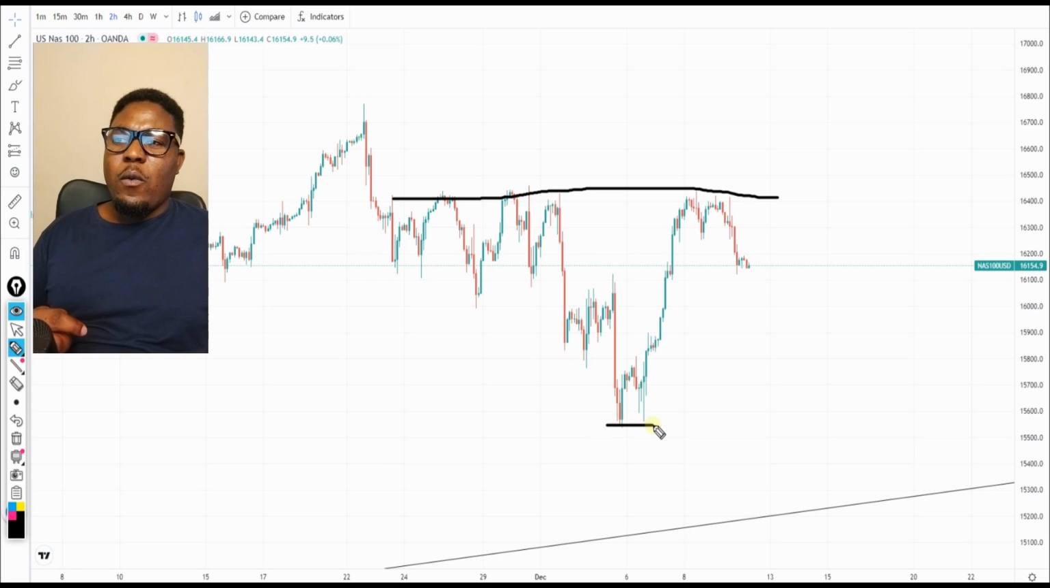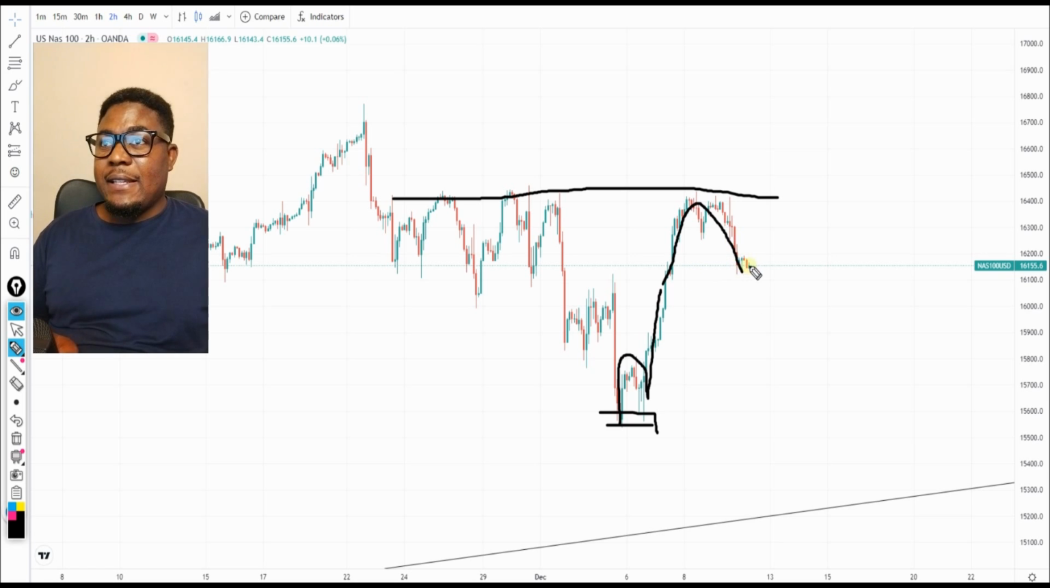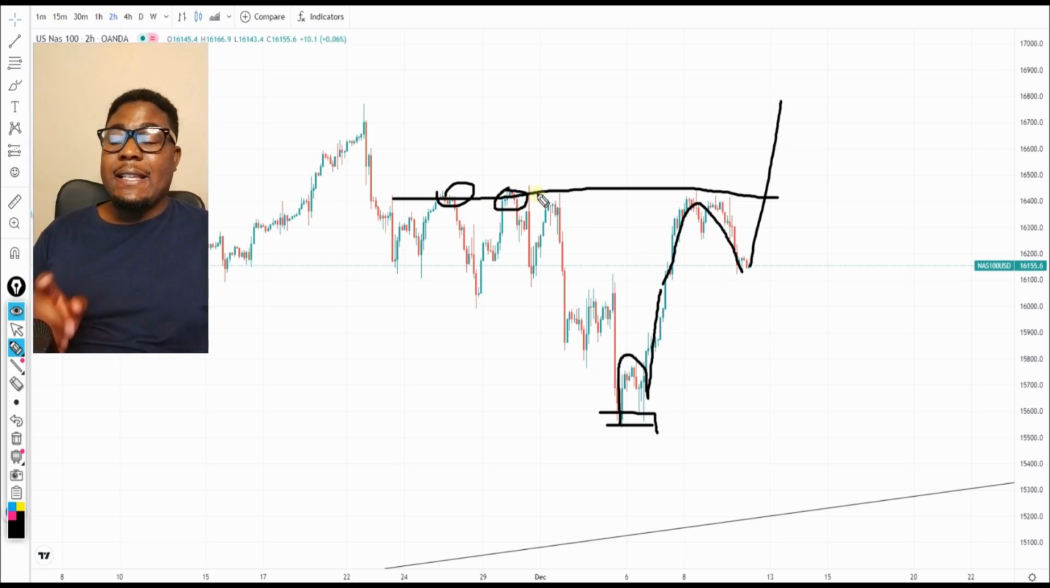The market just went very low, and now the market is trying to recover. We see the market doing something like this. So the market is trying to breathe after this long move. After this, the market can still go higher because this area is tested several times. So it means the market is just taking a break before we see a push higher.